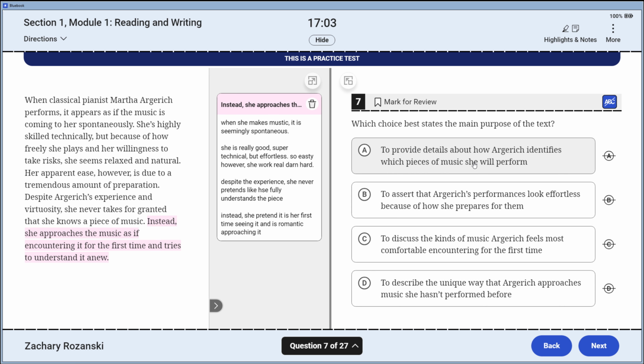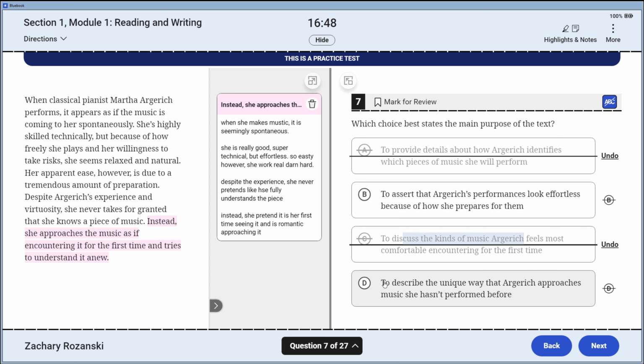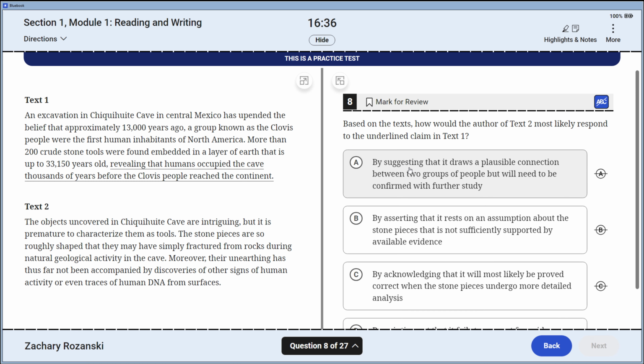Does the main purpose provide details about how she identifies what she wants to pick? No. To assert that her performances look effortless? Absolutely. She pretends like she's never seen it before and she's loving it for the first time. To discuss the kinds of music, I don't have the genres, it doesn't do that. To describe the unique way that she approaches music, I agree with that statement that she hasn't performed before. No, she's pretending like she hasn't performed it before, even if she has. 7 is going to be B, and that aligns exactly with what I've got.